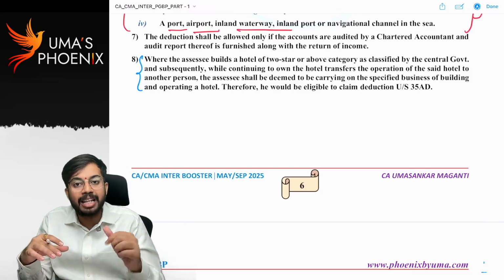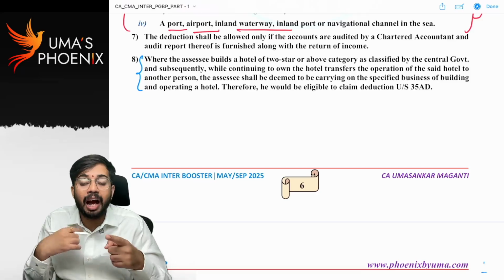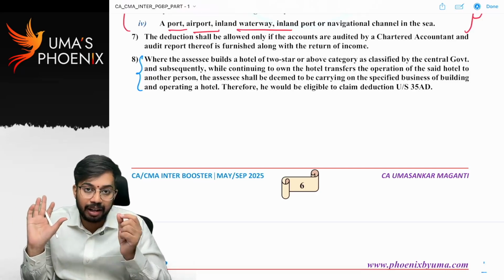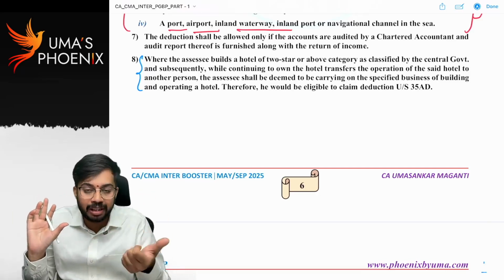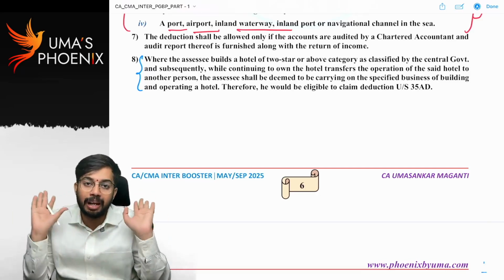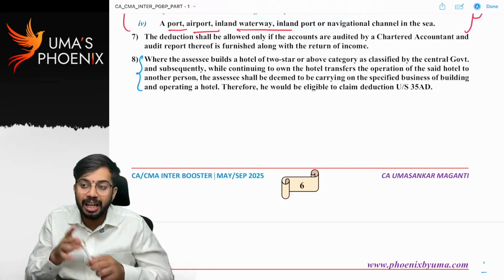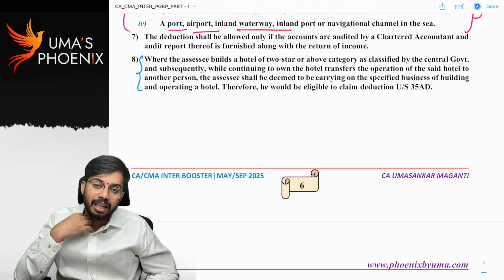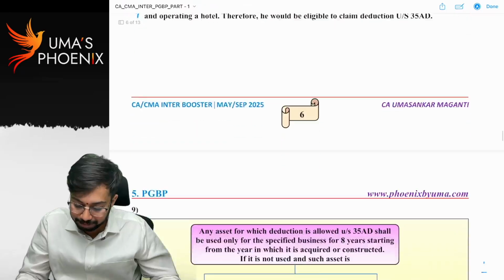Just because management is transferred, you cannot say I cannot claim deduction under section 35 AD. Just because management is transferred, even though management of the hotel is transferred, still I am eligible to claim deduction under section 35 AD. So in case of hotel business, even though management is transferred, still the owner is eligible to claim deduction under section 35 AD.